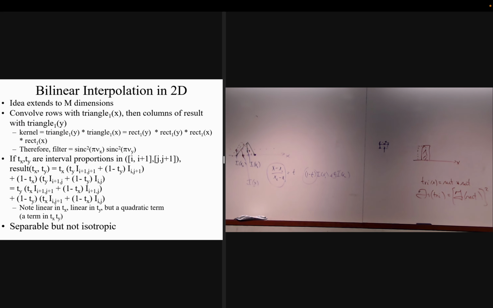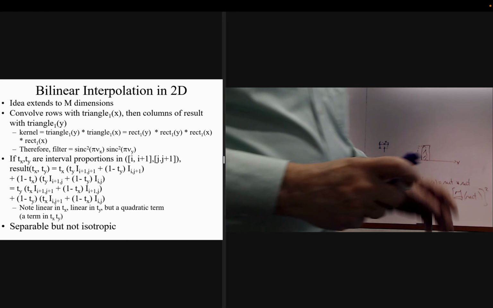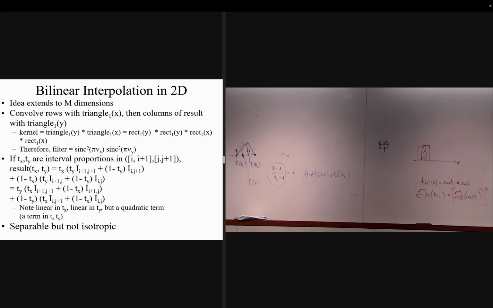Yeah. This is what splines do? No. It's different from splines. They're separable also, but they're not bilinear. In fact, they're bicubic. The B-splines that we talked about.